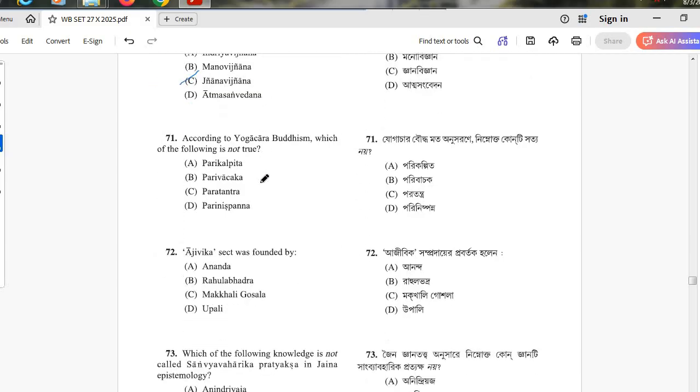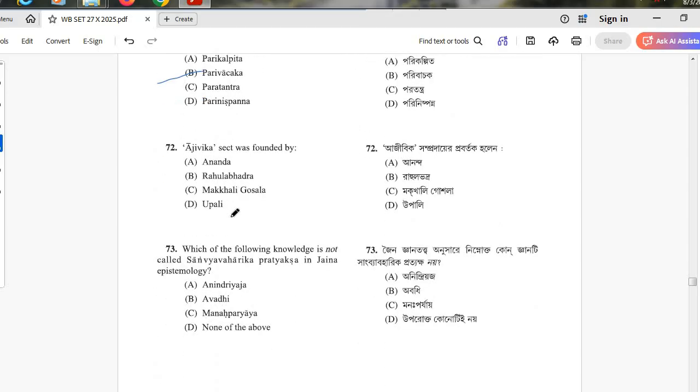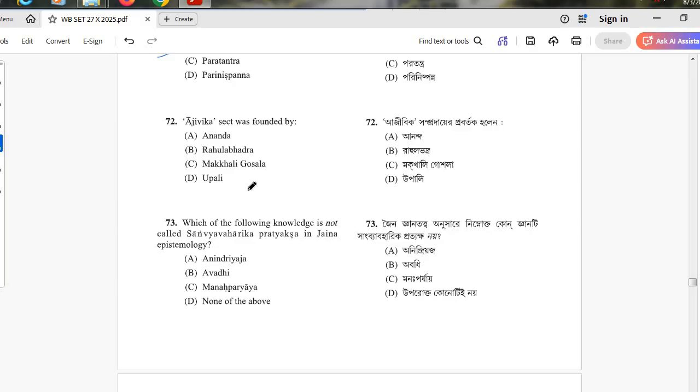Question 71, according to Yogachar Buddhism, which of the following is not true? Parikalpita, Parivachaka, Paratantra and Parinishpanna. And question 71, correct answer is option B, Parivachaka. Question 72, Ajivika sect was founded by Ananda, Rahulbhadra, Makkali Ghoshal and Upali. Question 72, correct answer is Makkali Ghoshal.